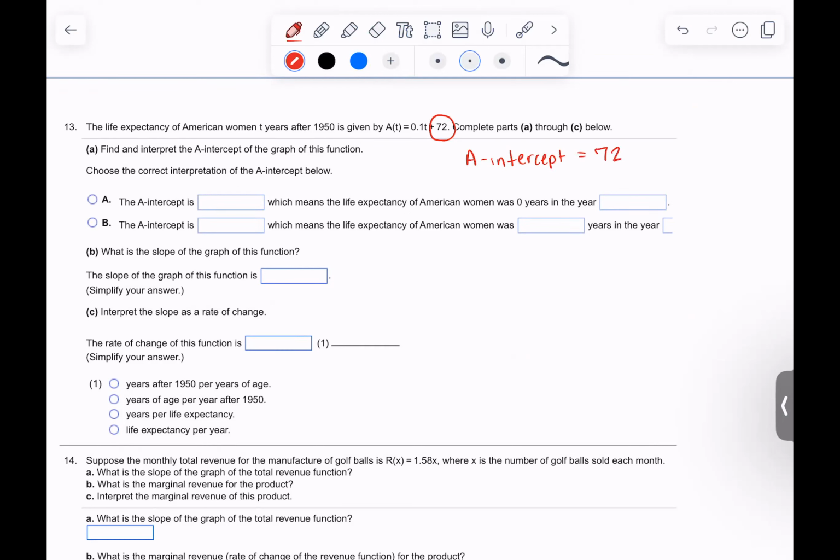Okay, so let's interpret this now because we got 2 different choices. The first choice is the A-intercept is blank, which means the life expectancy of American women was 0. No. The life expectancy of women in America is never 0. So it's certainly not A. So let's read the second one. The A-intercept is 72.